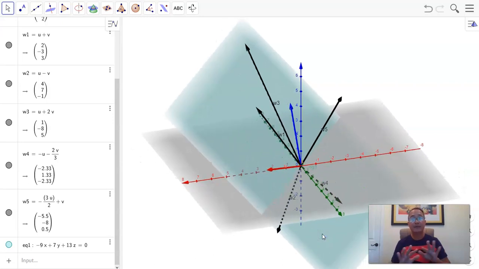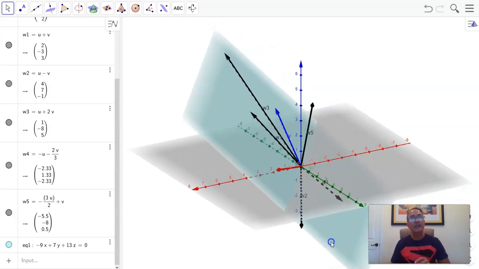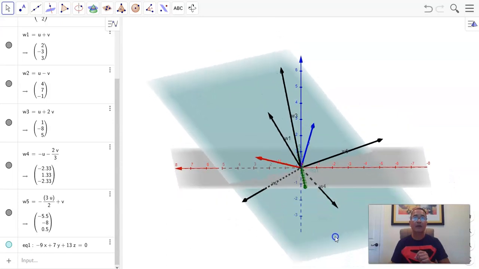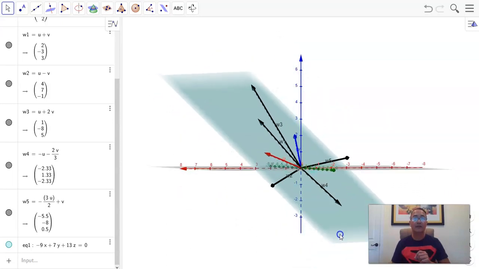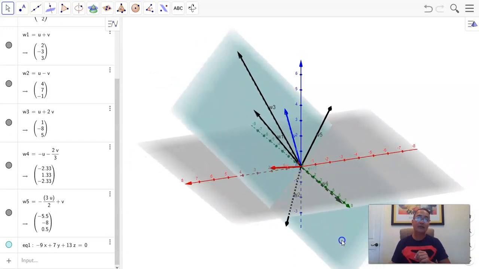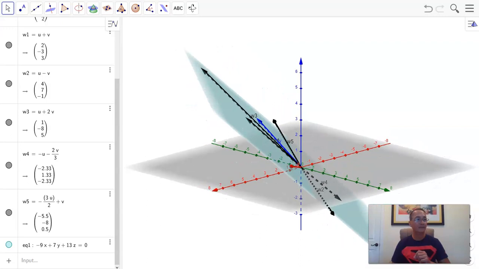Okay, so it's a flat surface. It's like a sheet of paper, and it's kind of transparent. And that's because it has no thickness. It has the thickness of a point, which is really no thickness. So all of the vectors that we have plotted so far, all of those vectors are lying on that plane.